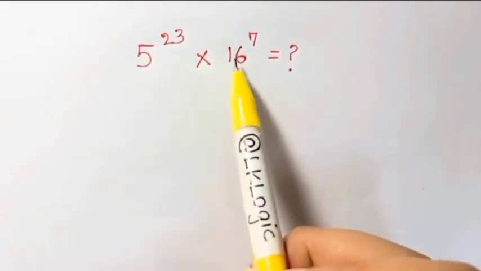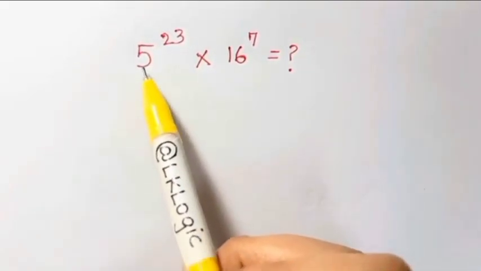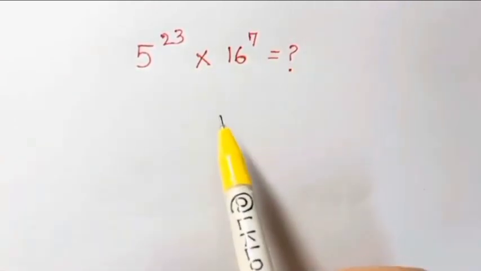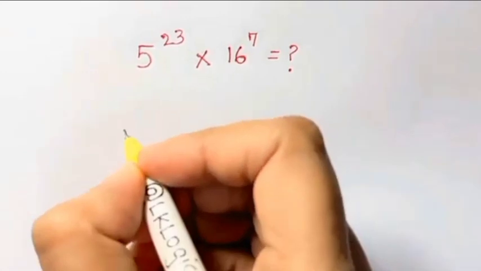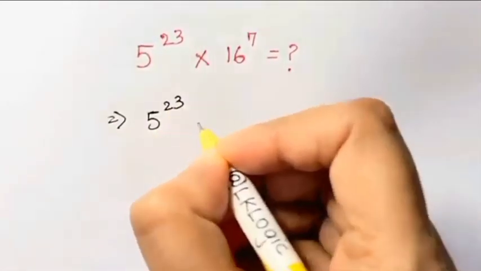Nice exponential problem for you all to solve without calculators. Now here it is: 5 to the 23 times 6 to the 7 equals what? Now here the first step, what we are going to do is write down 5 to the 23 as it is.